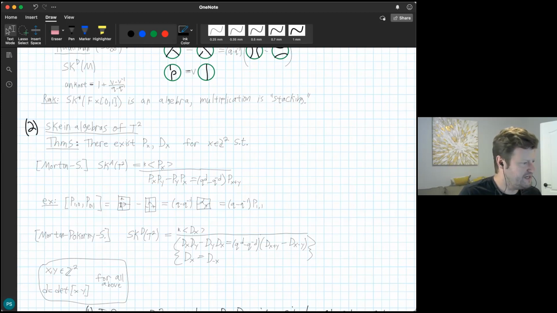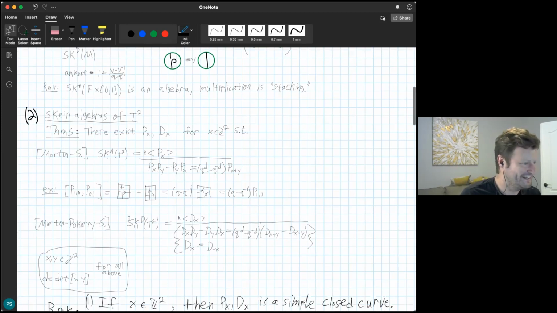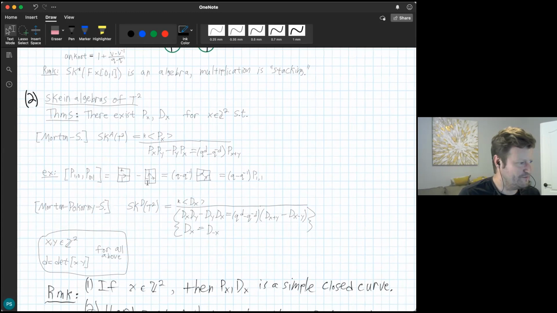So P_{1,0} has homology class (1,0). When I multiply P_{1,0} times P_{0,1}, I put this horizontal curve on top of the vertical curve. And this square is the torus. I can't draw an actual torus, so I draw a square instead. And then when I multiply in the other order, I switch the crossing.